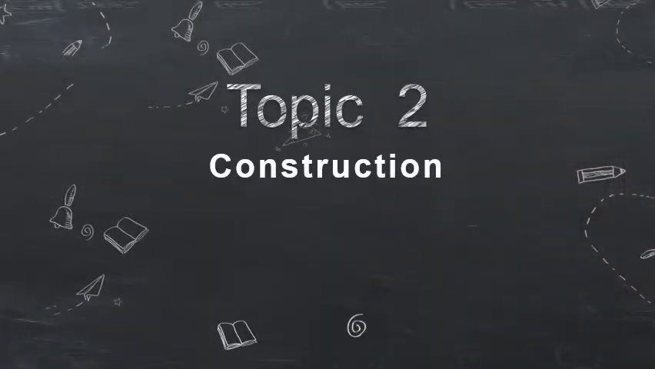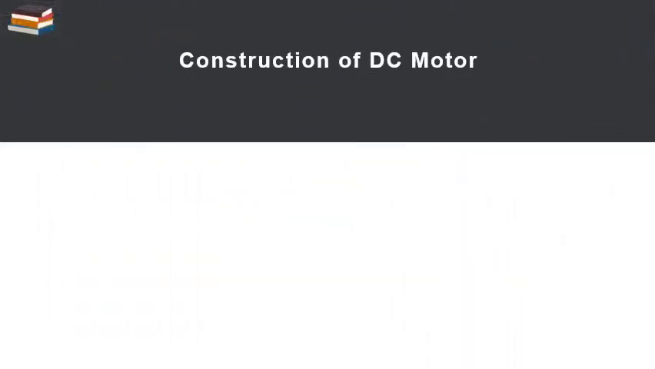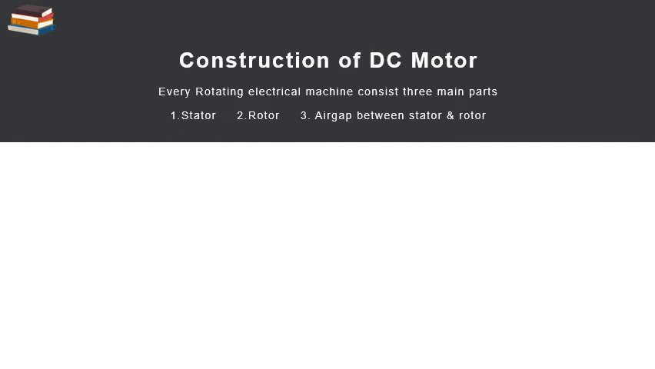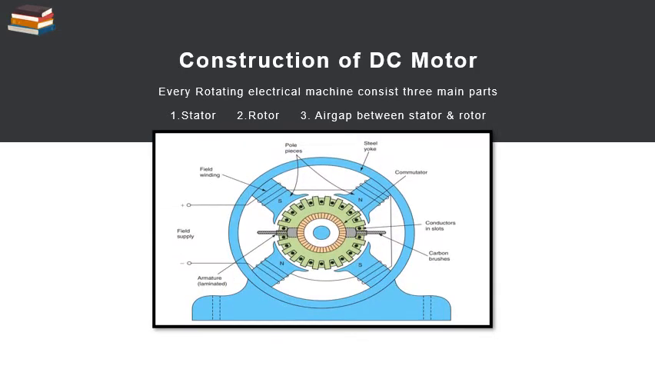Now the next topic is the construction of DC motor. Every rotating electrical machine consists of three main parts. First one is called the stator, second one is called the rotor, and third is the air gap between stator and rotor. So what is stator? As the name suggests, stator is a stationary part of the machine and rotor is the rotating or movable part of the machine. So this is the cross section diagram of DC machine.